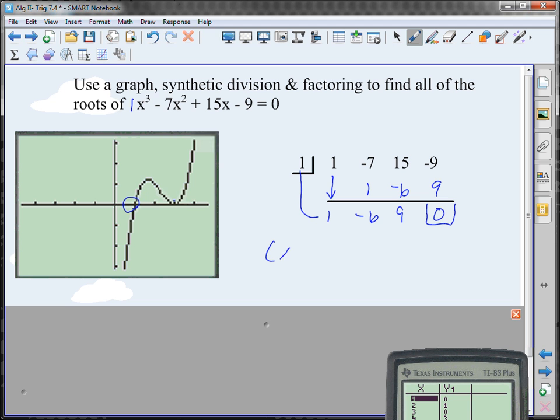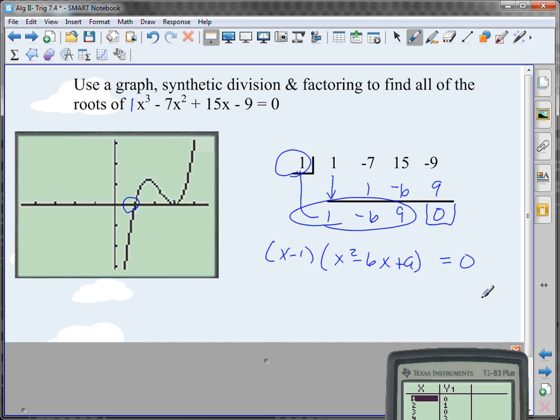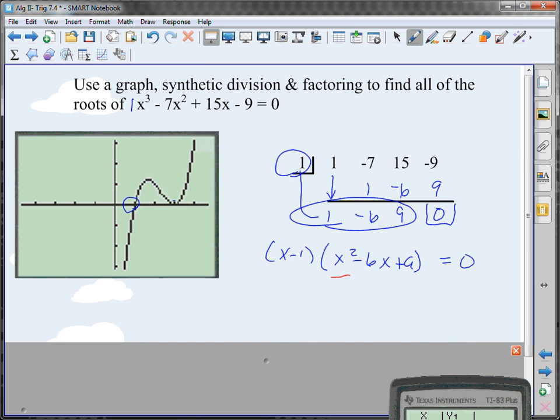This means I have x minus 1 times x squared minus 6x plus 9. I know that's one of my factors. Try to factor this. It's the original formula, x minus r.